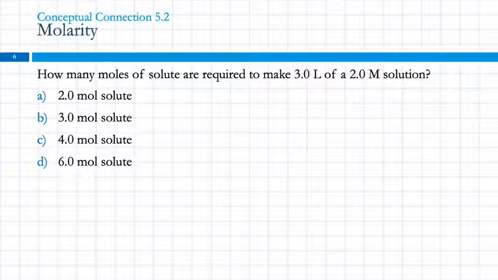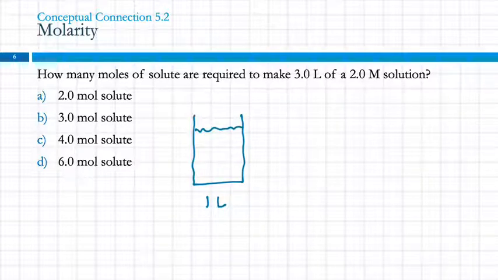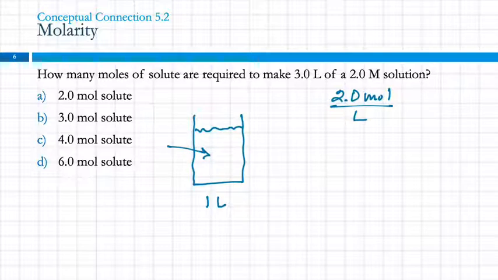So how many moles of solute are required to make 3 liters of a 2-molar solution? This is a conceptual problem, so we shouldn't really need a calculator here. If I have 1 liter of this solution, and this 2 is 2 moles per liter, how many moles do I need in 1 liter?